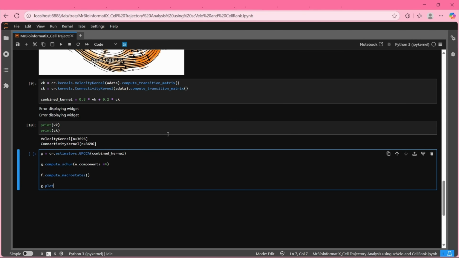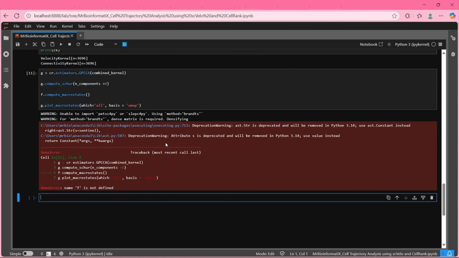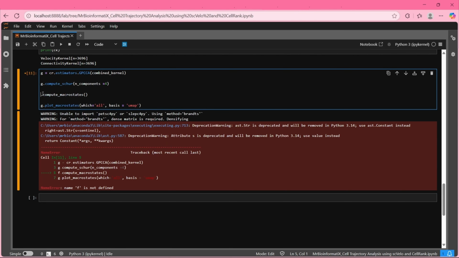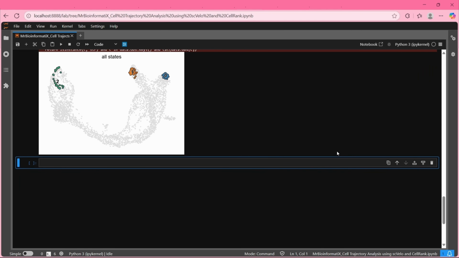And now let's plot our macrostates on the UMAP. We choose all. Let's run our code. And here we have it. As you can see, we made a map of our cells with the UMAP that shows how cells are grouped based on how they behave over time.